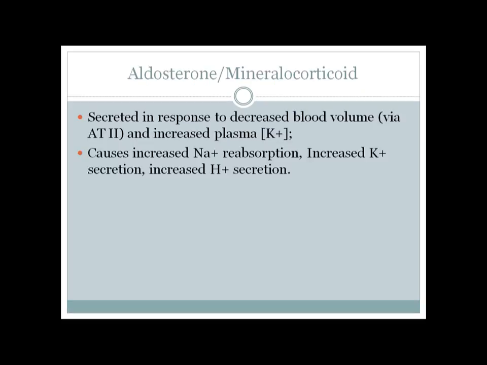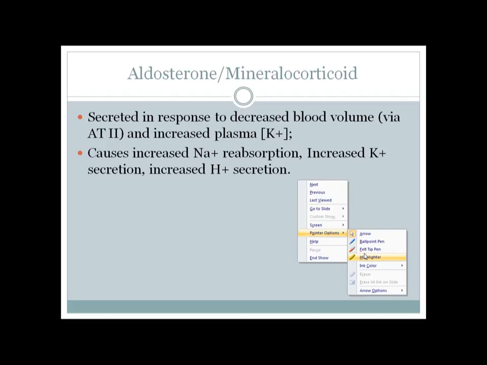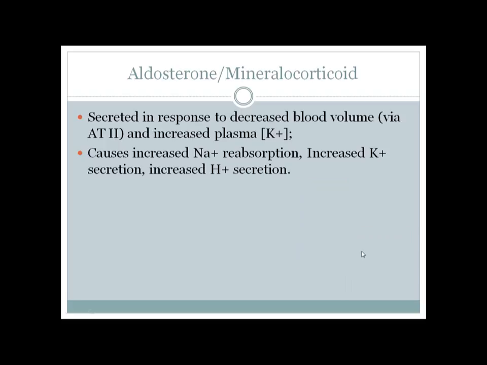So let's first talk a bit about the function of aldosterone and how it is controlled. Aldosterone is a hormone that is secreted from the zona glomerulosa of the adrenal cortex, and its basic action is on the kidney. It causes increased sodium reabsorption, increased potassium secretion, and increased hydrogen secretion.